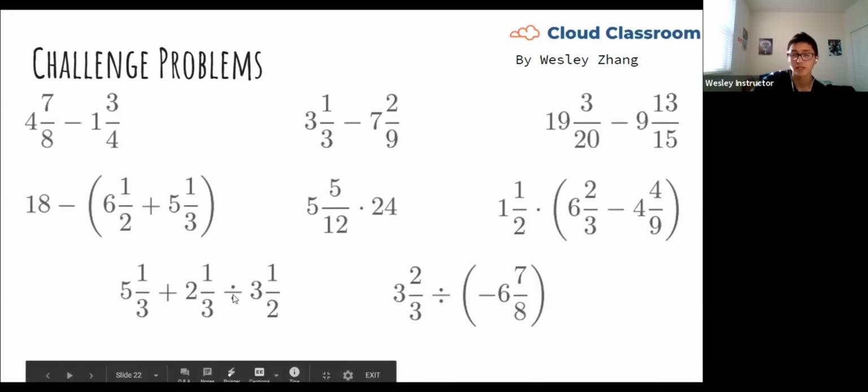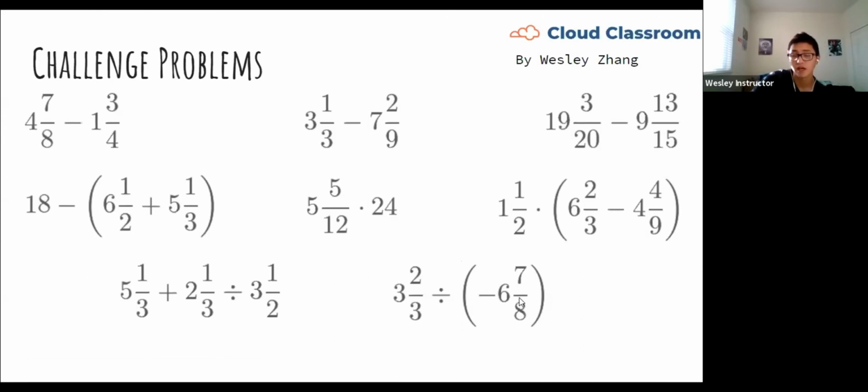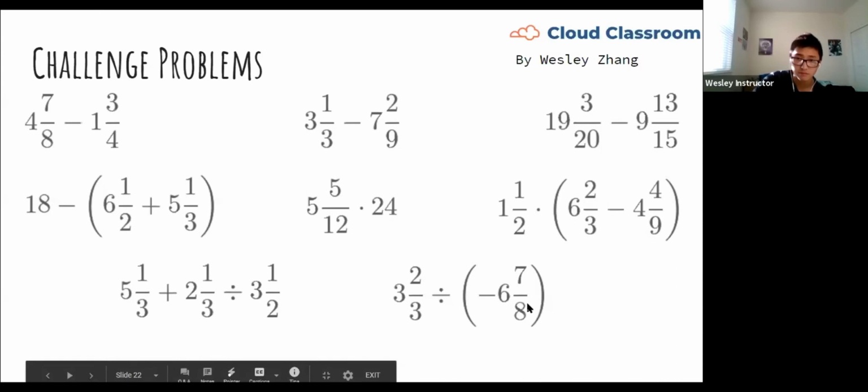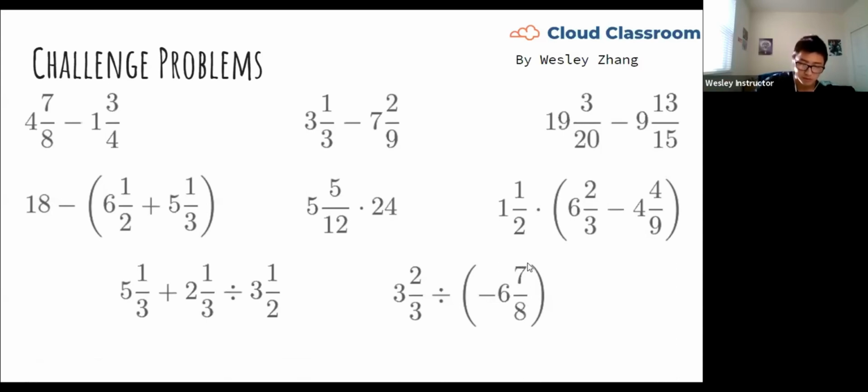Okay, last one. All right, let's convert both into improper fractions again. So -6 times 8/8, that becomes -48/8. And then we add that to 7/8. But we have a negative number, so when we add that, that becomes negative 55/8.